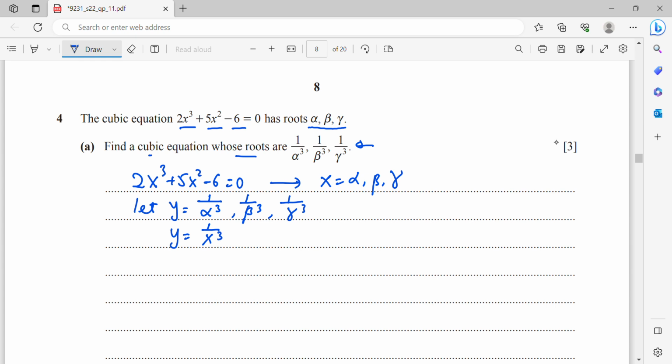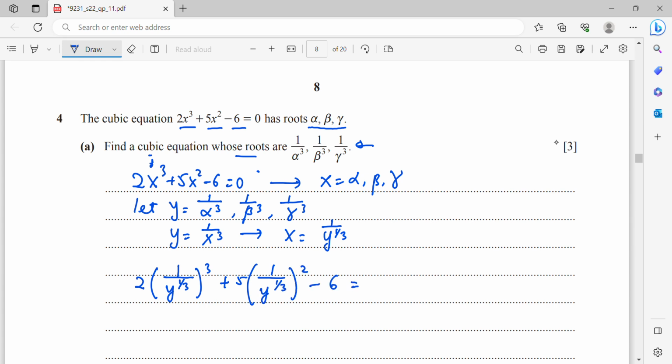Okay, and now since you are given the equation in terms of x, I may get the x as the subject. So now my x will be 1 over y to the power of 1 over 3. Okay, so now substitute into the first equation, the given equation. So I will get 2 bracket 1 over y to the power of 1 over 3, then cube, because I'm replacing my x now. So plus 5 bracket 1 over y to the power of 1 over 3 squared, then minus 6 equals 0.